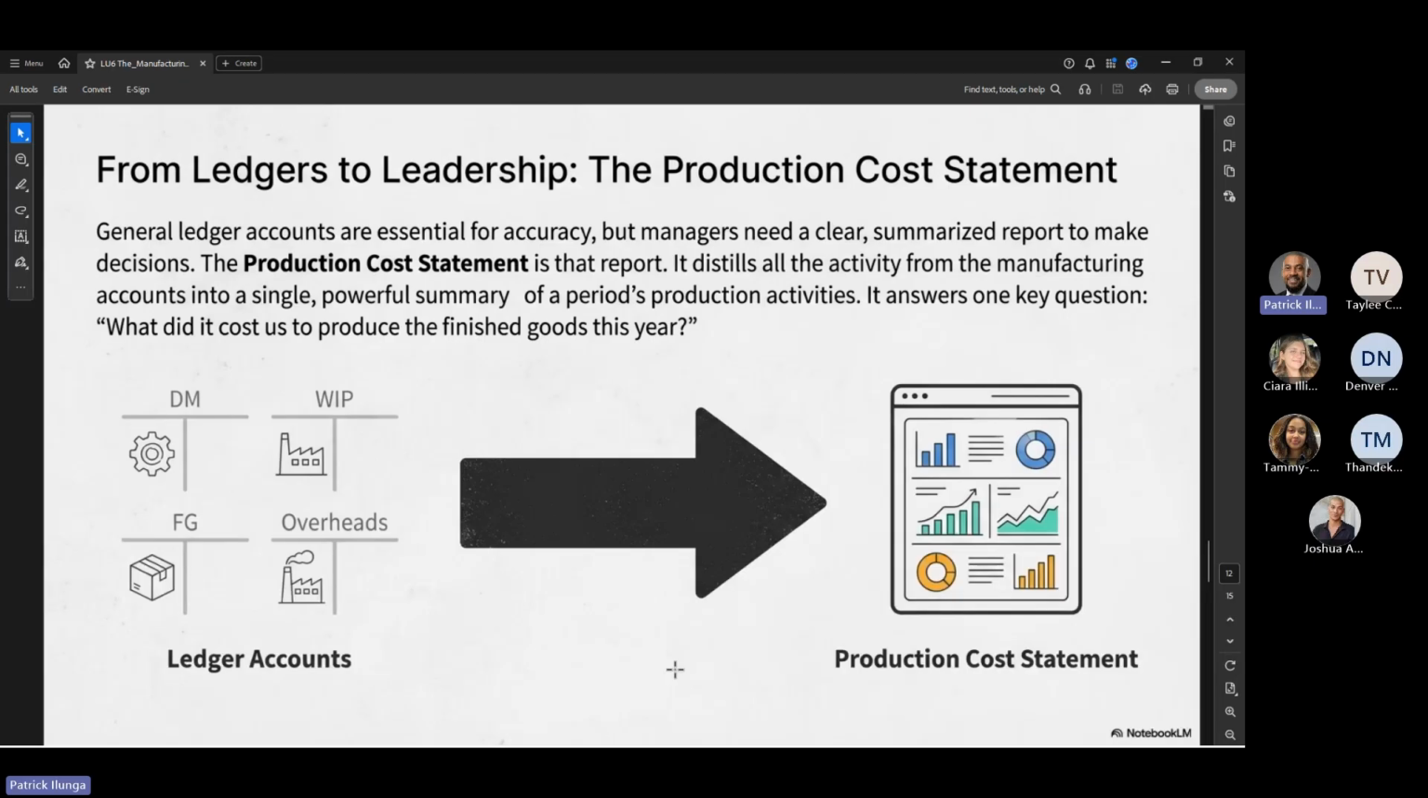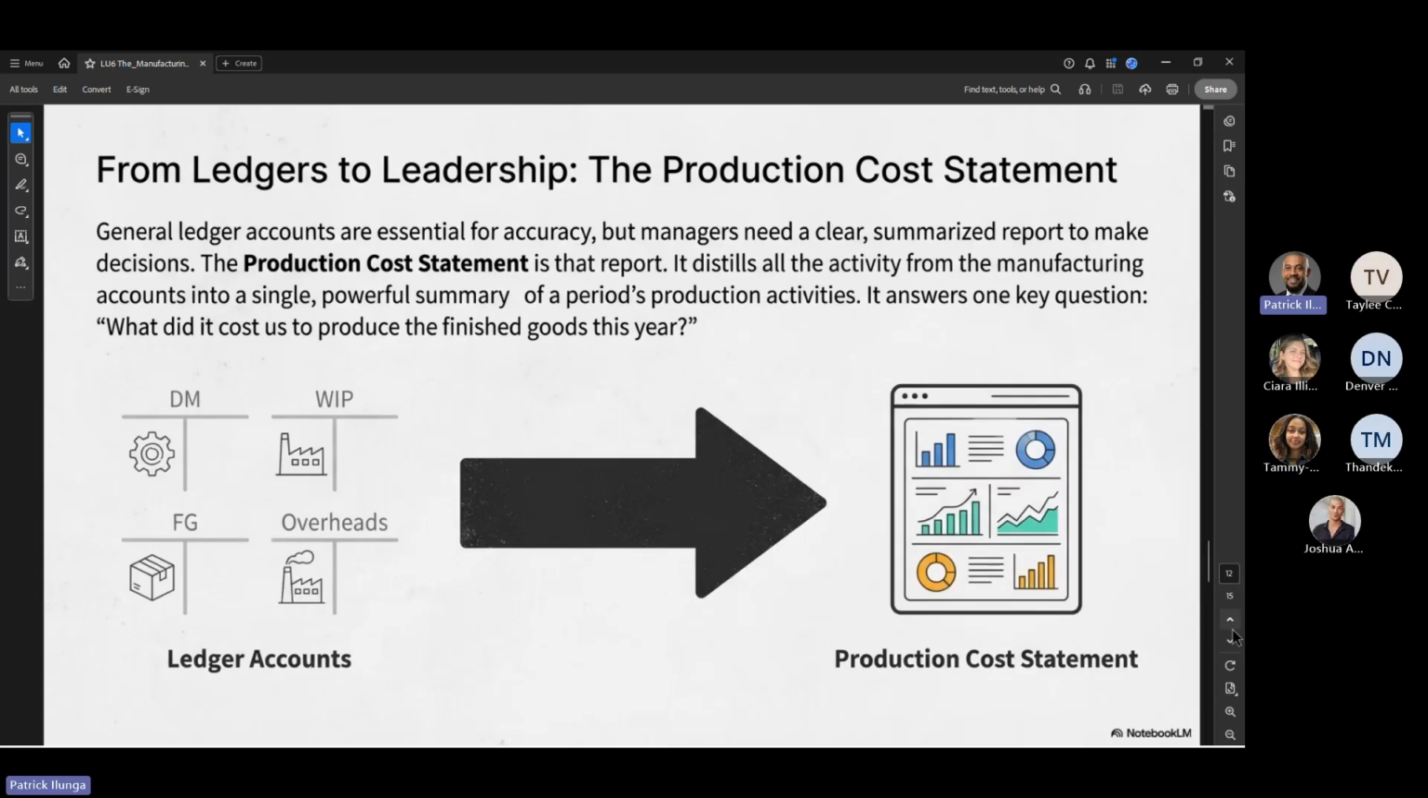Statement sounds very financial. So the production cost statement is a report, and it distills all the activity from the manufacturing account into a single powerful summary. But for when? For the current period. Always remember that. We are accounting for the current period. All right? It answers one key question: what did it cost us to produce the finished goods this year? What did it cost us?